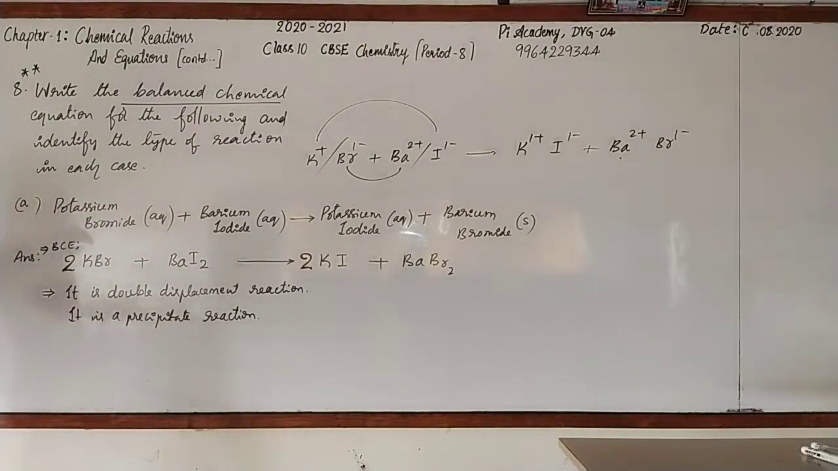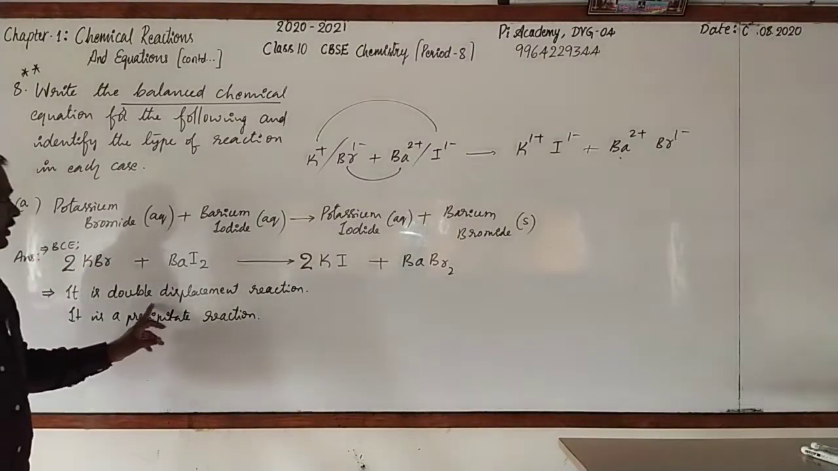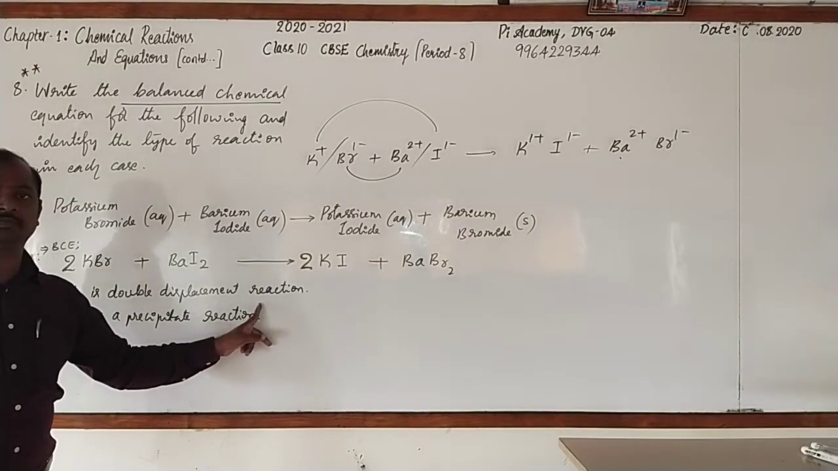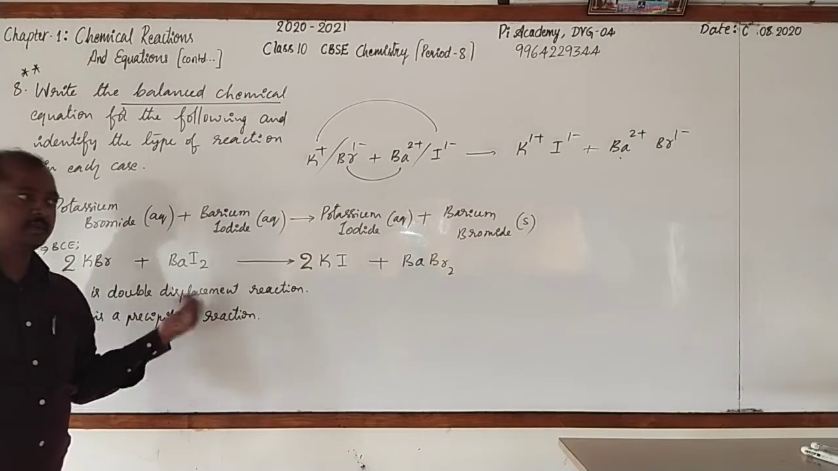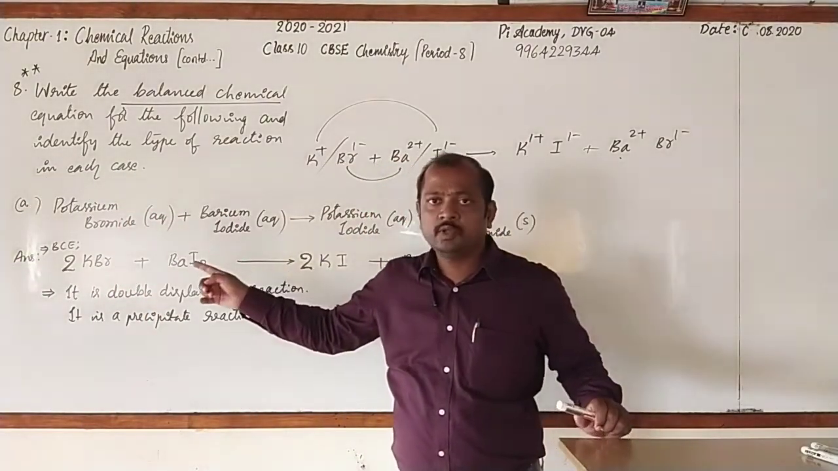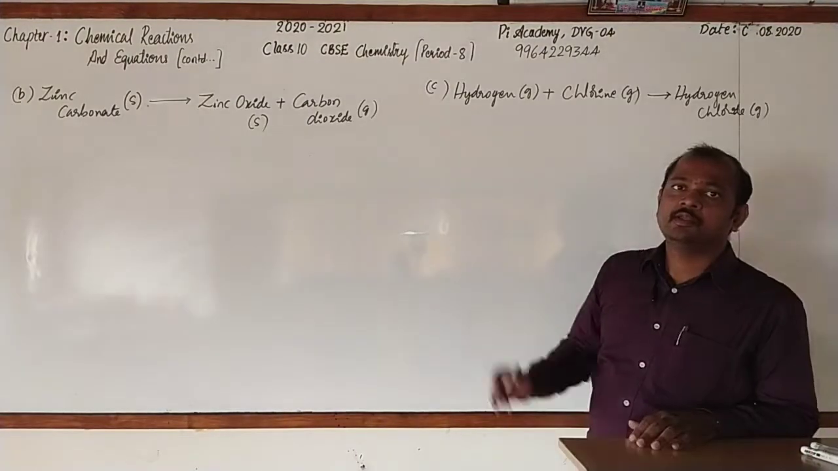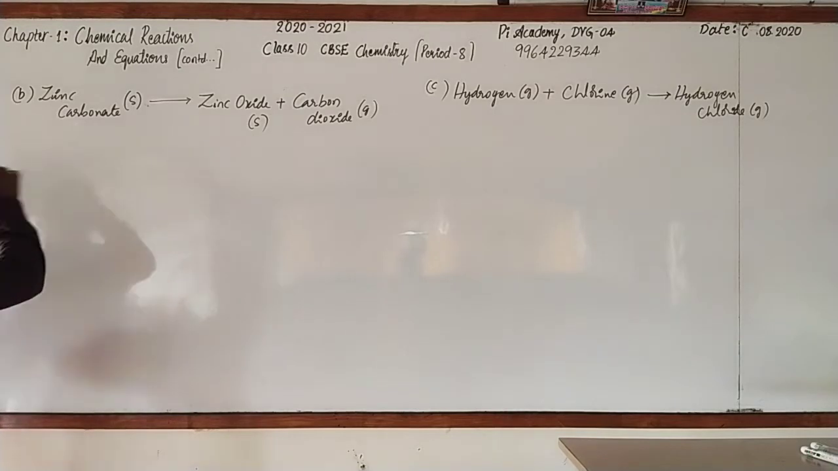Now you are going to copy this one. First we have written the balanced chemical equation, then we have written the type of the chemical reaction. First you have to mention the main type of chemical reaction, then after that you can go for the subreaction. Copy this completely from there to here. After this we have a few more. Let's move on to the next one. It's also very simple. Please go through this.